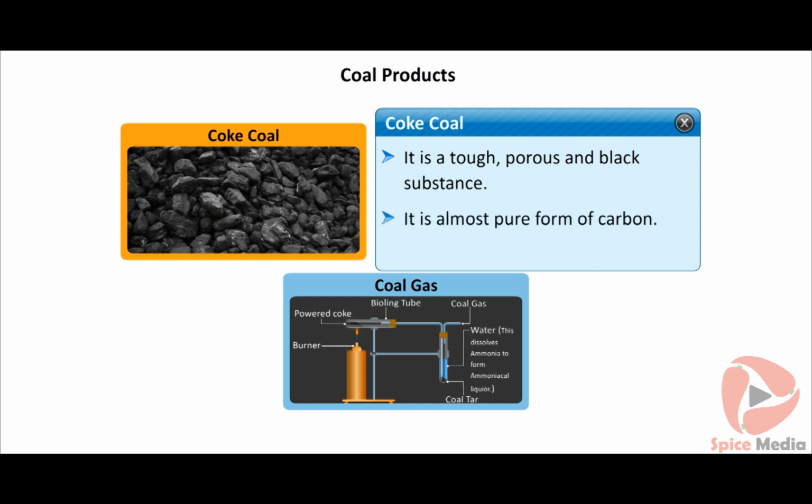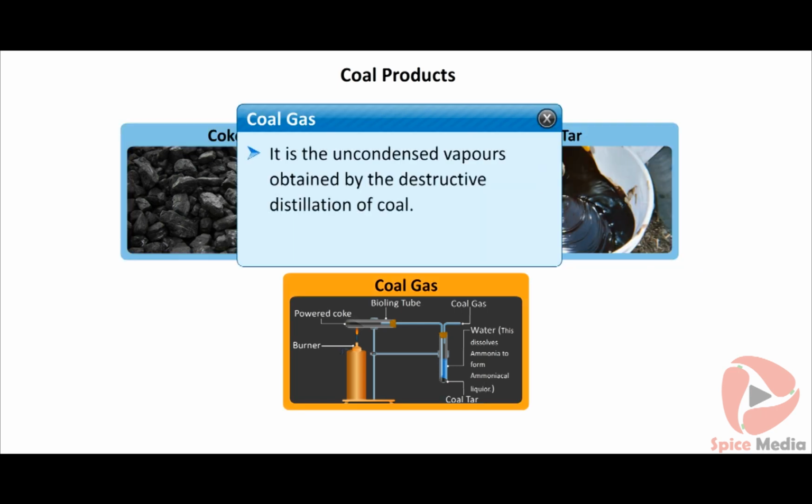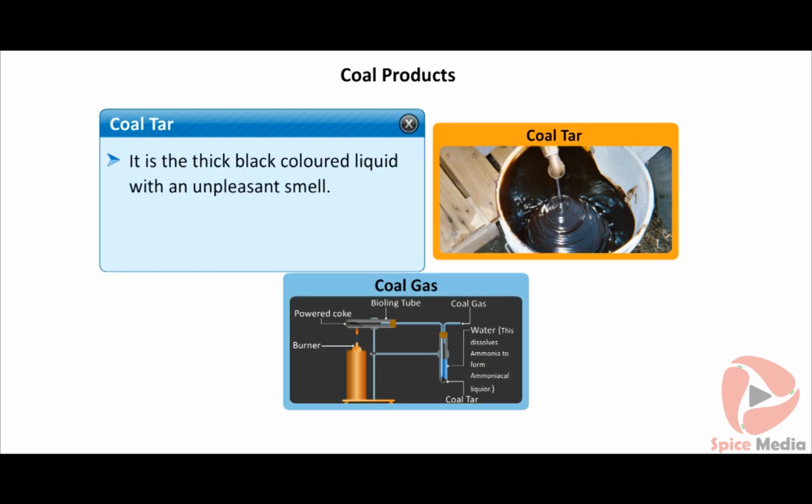Coke is a tough, porous, and black substance. It is an almost pure form of carbon. Coke is used in the manufacture of steel and in the extraction of many metals. Coal gas is the uncondensed vapors obtained by the destructive distillation of coal. It is used as a fuel in many industries.